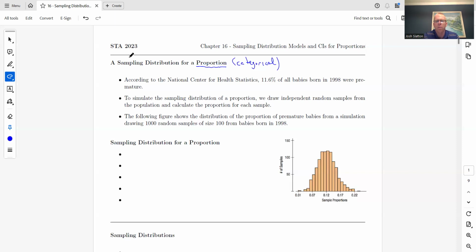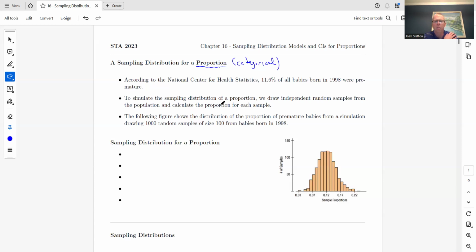So if we look at this first example, according to the National Center for Health Statistics, 11.6% of all babies born in 1998 were premature. So this is a categorical variable because every baby is either born premature or not. So we have an either-or, and that's the way these categorical variables are going to go here. We're not looking at multiple categories. It's a binomial distribution, so we have two different options.